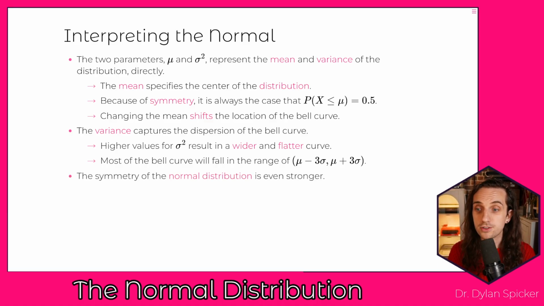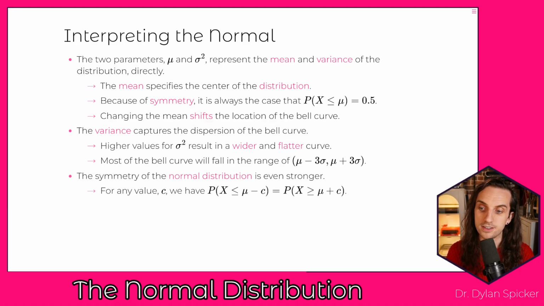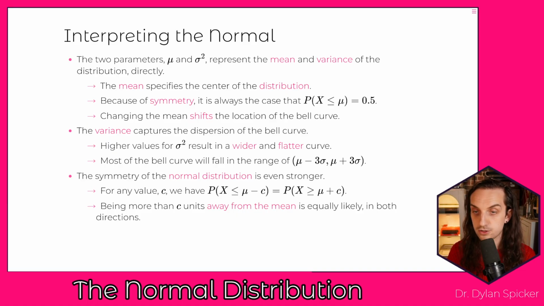Now, the symmetry of the normal distribution is even stronger than that, right? So what we can always say is that for any value of c, if you want to know what's the probability that you are less than mu minus c, that has to be the same as the probability that you're greater than mu plus c, right? And so the probability that you fall into either of the tails of the distribution is going to be exactly the same. So being more than c units away from the mean is equally likely in both directions, right?